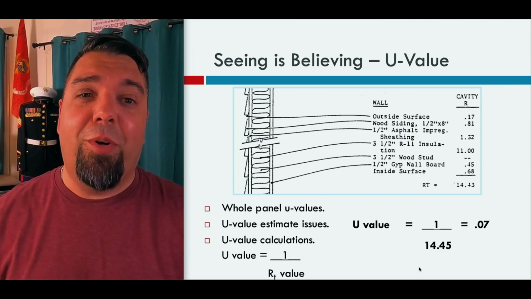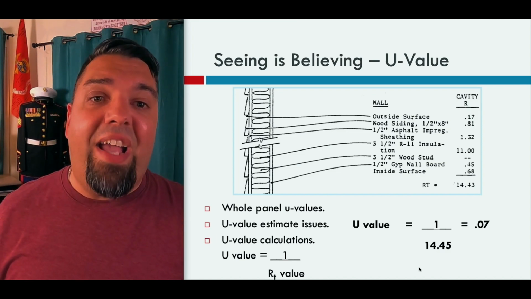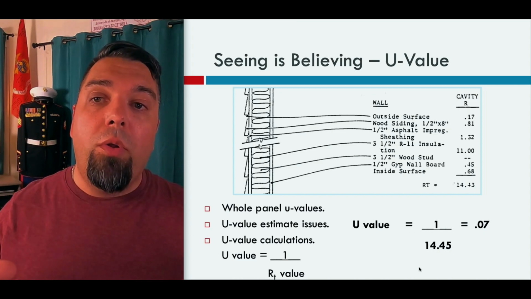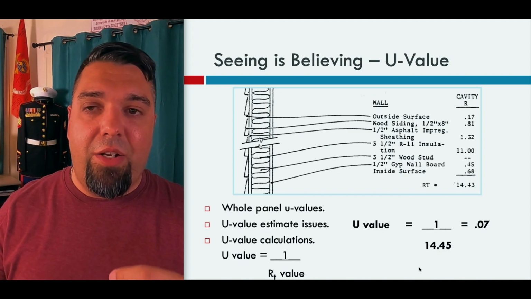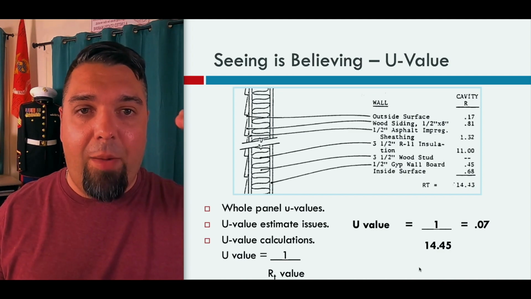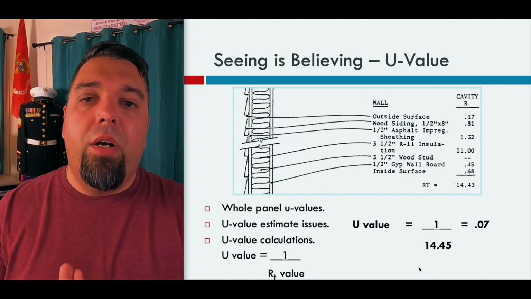Obviously looks familiar from earlier. All right. We take 1, we divide it by your R total, and that gives you a U value for the whole wall. Okay. You got to be careful here too. Obviously there is some weighted stuff here, but we're going to add up the whole wall here in order to give you what's a really close number for the whole panel.